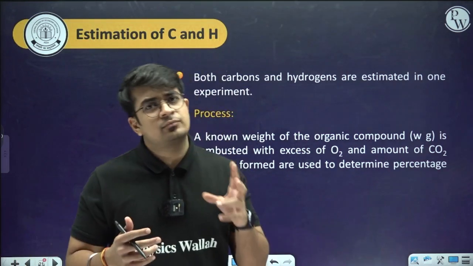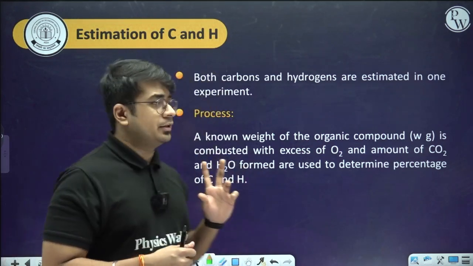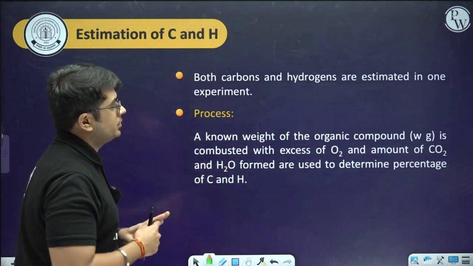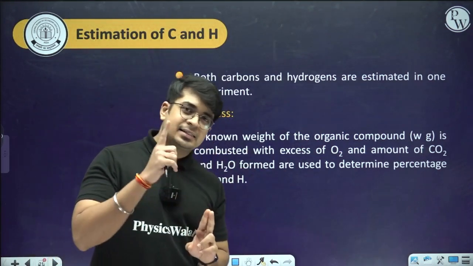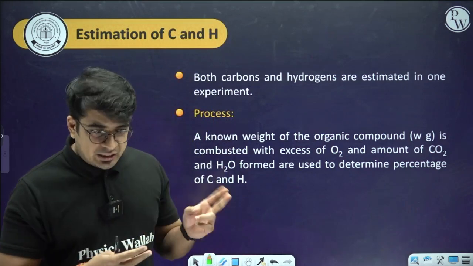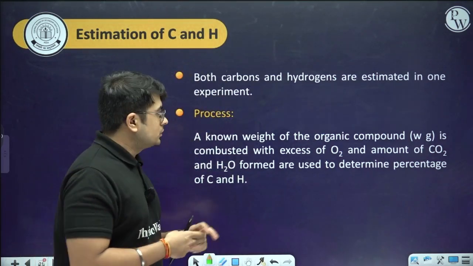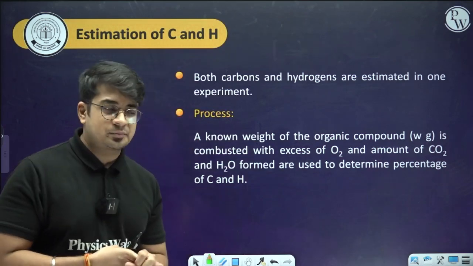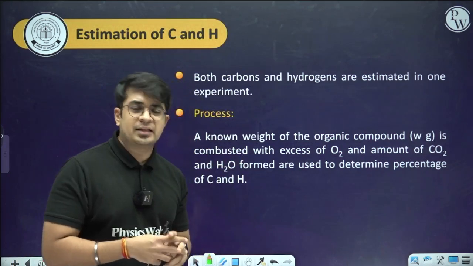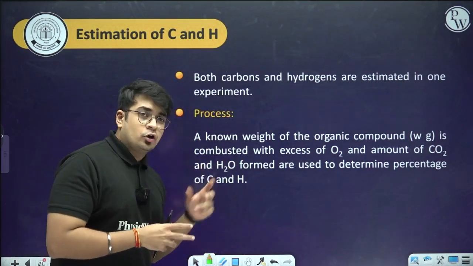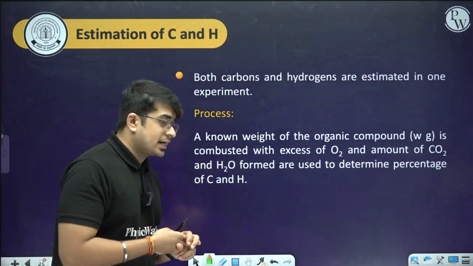First of all, I am talking about the simple hydrocarbon, which contains carbon and hydrogen only. The estimation of carbon and hydrogen is done in a single experiment, which is related to the eudiometry experiment, if you know that part. So that entire portion is related to eudiometric experiments. What happens? First of all, we have a known amount of organic compound, let's say W gram. It is combusted with an excess amount of oxygen.